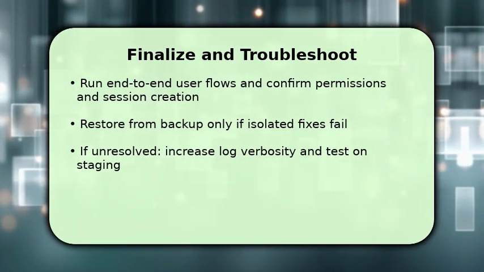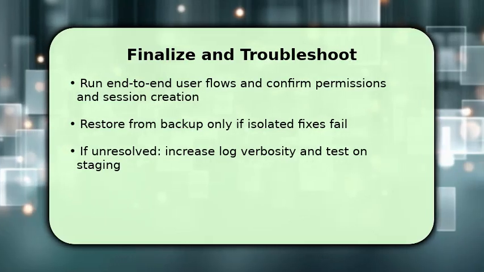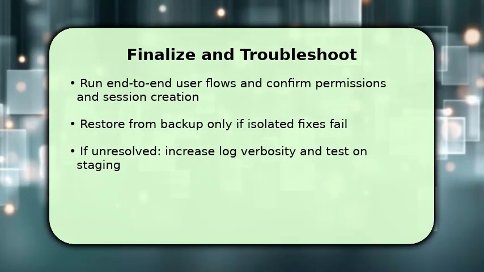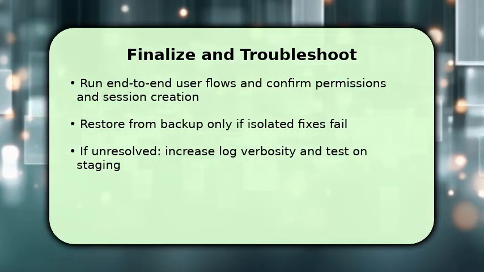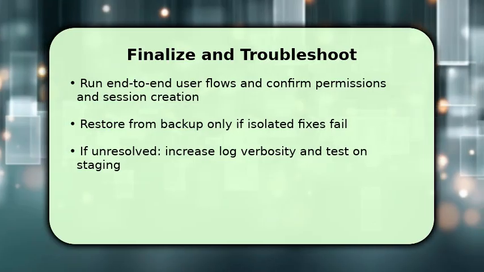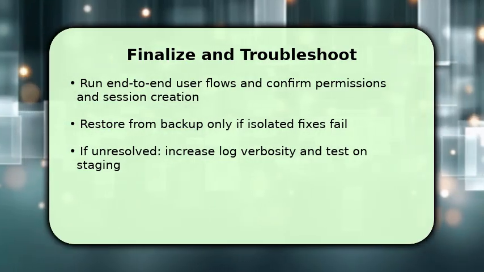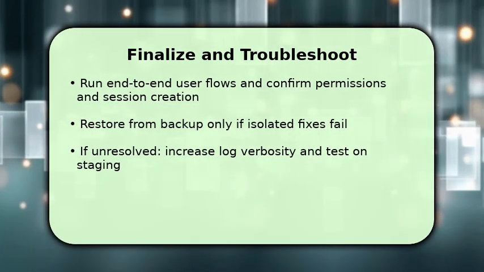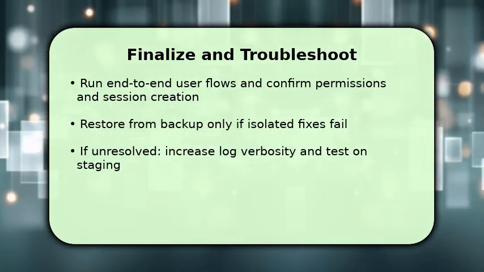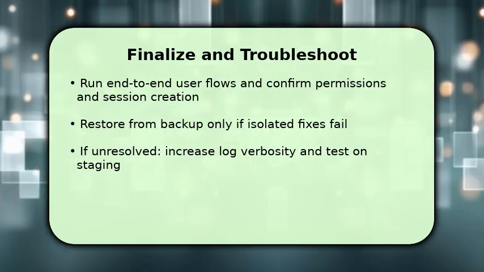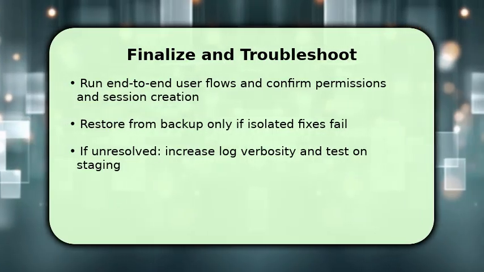If incremental fixes didn't resolve the issue, restore from your backup to return to a stable state, then reproduce the failure in staging. If problems persist, increase log verbosity and capture a new trace. That provides actionable detail. One key troubleshooting tip: when stuck, reproduce the failure in a staging environment and pull logs immediately to avoid altering evidence.